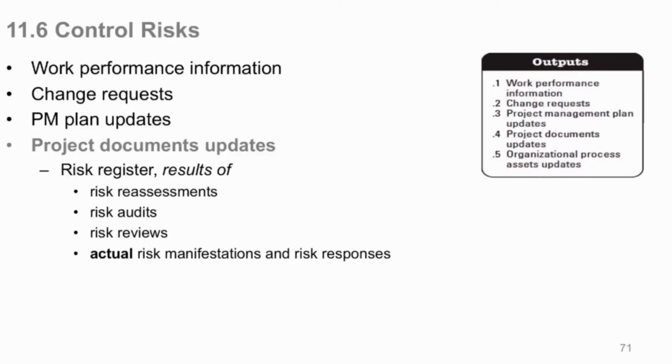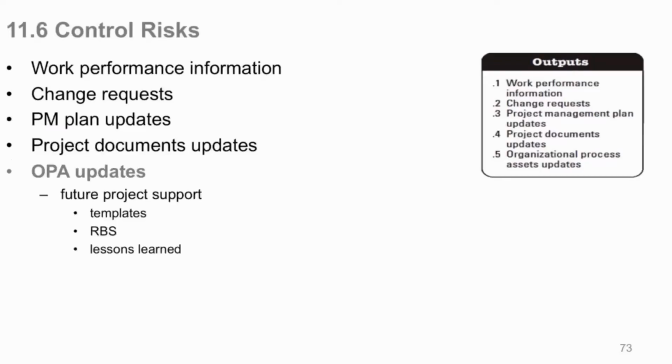So it's the results. The risk register keeps all of your risk reassessments, new, old, coming off, coming on, audits you make of that as you keep it fresh, and risk reviews, and the actual results. Actual risk manifestations and risk responses. And when it says actual risk manifestations, how did the risk manifest itself so that you finally decided to pull the trigger to activate the risk response plan? That's what that is. It's all in the risk register project document. Your OPAs, future project support will need templates, risk breakdown structures, lessons learned from your project, and those will be updated as necessary because of what you learned from your experience in executing risk response plans.